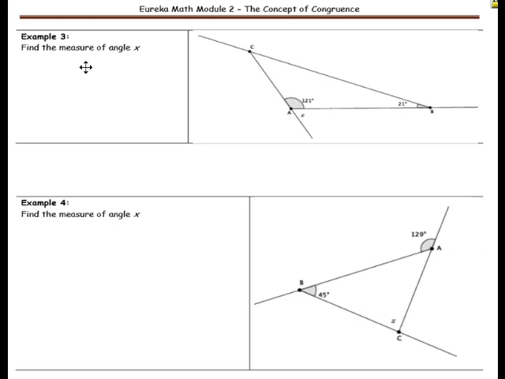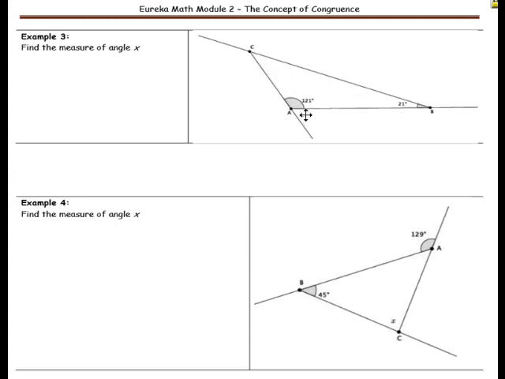In example 3, find the measure of angle x. So we have three interior angles, two of which are labeled, and an exterior angle that we are looking for the measure. Pause and think about if this is exactly the same procedure that you've used in the last triangle problem. In the last problem, you were given the two remote interior angles and you were finding the exterior. Here, you are not given the two remote interiors, so you're going to have to use a different strategy.